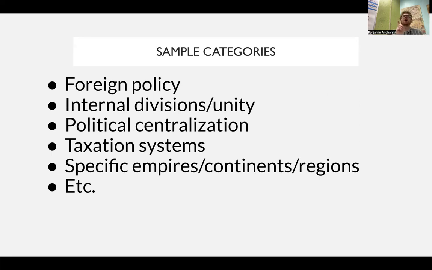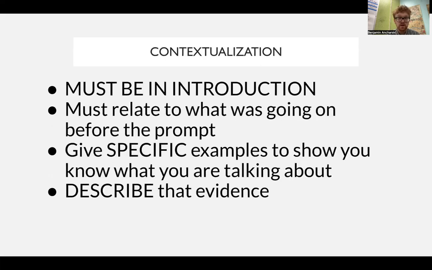A good way to come up with categories is by narrowing it down based on social, political, economic. That might be a good way to start if you're struggling with the DBQ documents. This is social, this is political, this is economic. Something like that is fine.